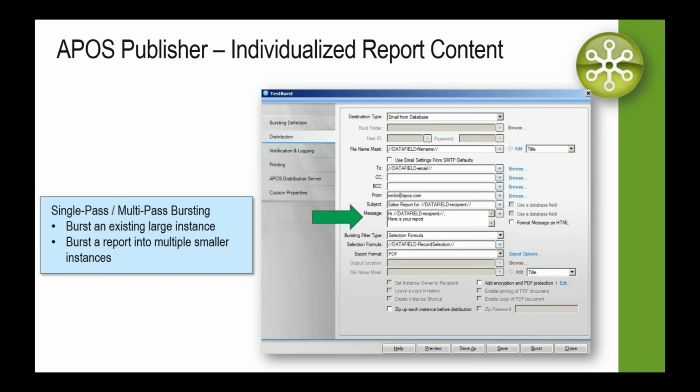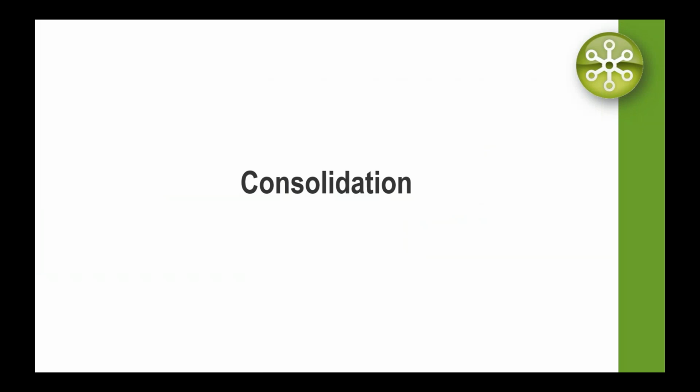And you can see here, I'm customizing the message, sending this one by email, and just creating a message that's customized for each recipient. So that's one of the keys, it's unique for each recipient. Every recipient gets exactly what they need in the format that they need, and just about every aspect of the burst can be customized. I want to look at consolidation now.